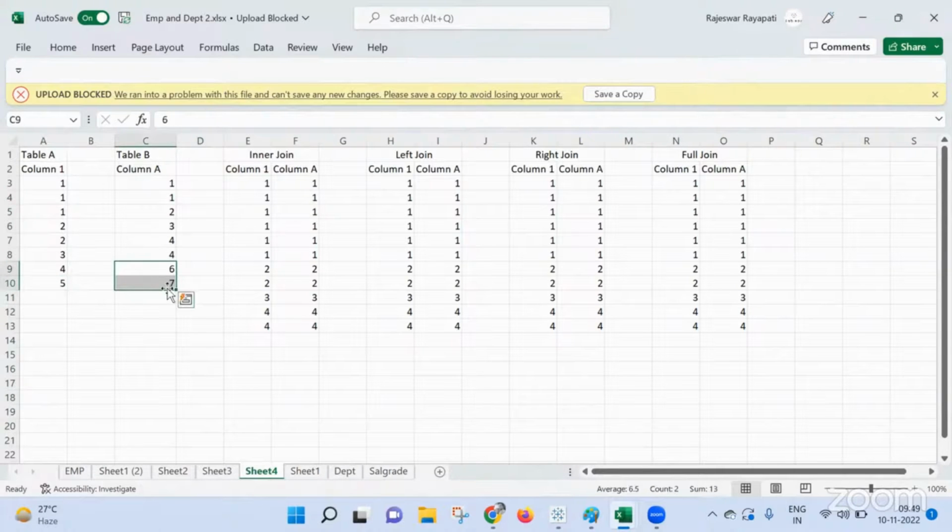So use the option of referential integrity only when you are 100% sure that there is no orphan records that are present in the table. Okay? Okay, sir.